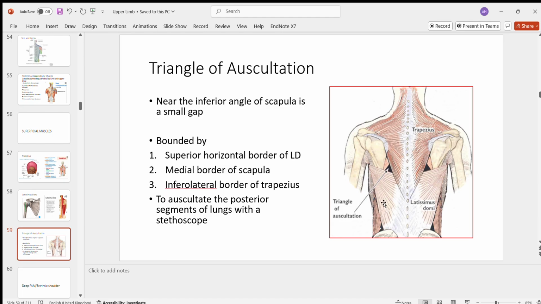Now there is a triangle called the triangle of auscultation. As we know, any triangle has three sides. The superior border of the triangle is formed by the latissimus dorsi. The medial border is formed by the scapula and the infralateral borders are formed by trapezius. So this triangle is called the triangle of auscultation, and its significance is that we can clearly listen to the lungs with the help of stethoscope at this area, because this area is not covered with the major muscles and the lungs are very audible here.